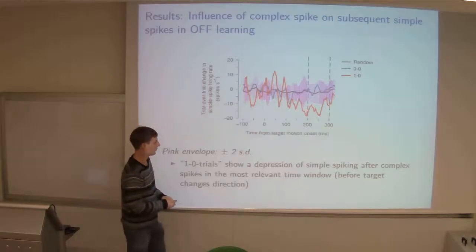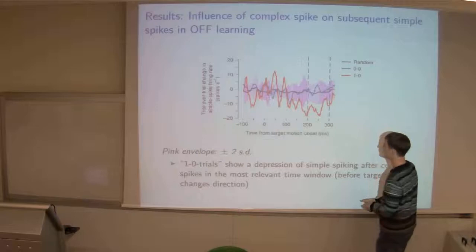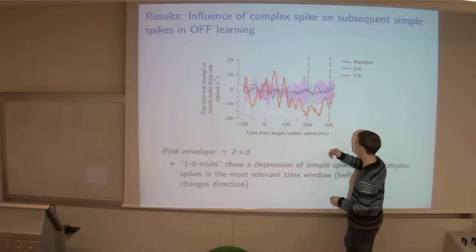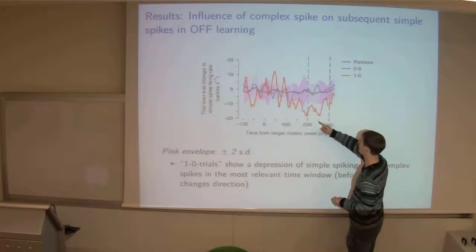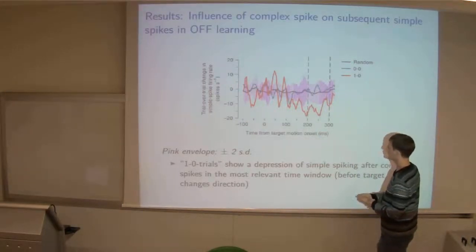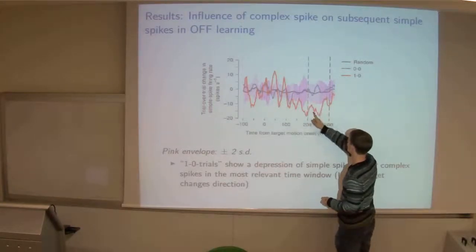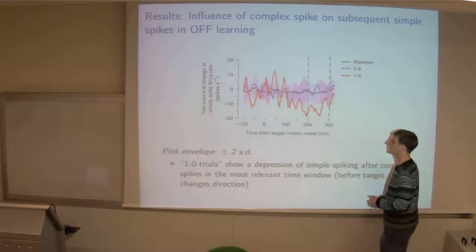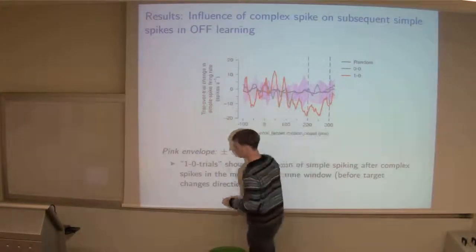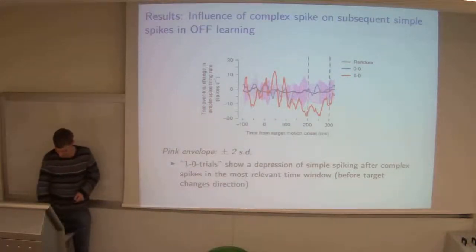Yes. So I said that the target changes direction at 250 milliseconds, and they say that this change in simple spiking is also most prominent here in the most important time window. But I thought it's also quite prominent here, and this time window is not relevant. So I wouldn't be too sure about it.